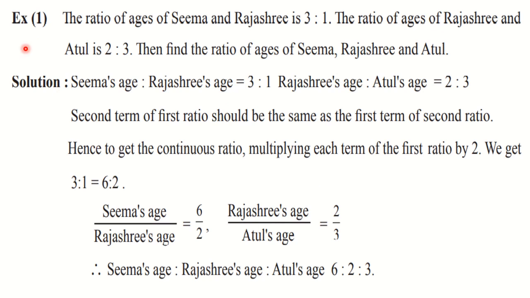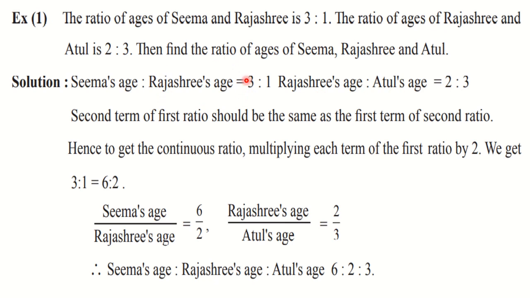So the first textual example: the ratio of ages of Seema and Rajeshri is 3 is to 1. The ratio of ages of Rajeshri and Atul is 2 is to 3. Then find the ratio of ages of Seema, Rajeshri and Atul. Now here Seema and Rajeshri is given as 3 is to 1 and Rajeshri and Atul is given as 2 is to 3. So we can write down those two ratios. Seema's age is to Rajeshri's age is equal to 3 is to 1 and Rajeshri's age is to Atul's age is equal to 2 is to 3.